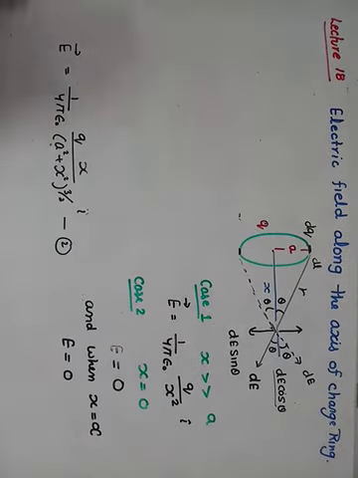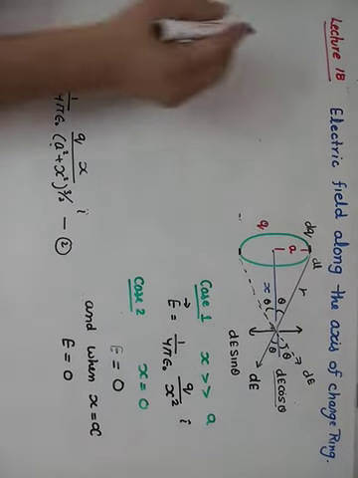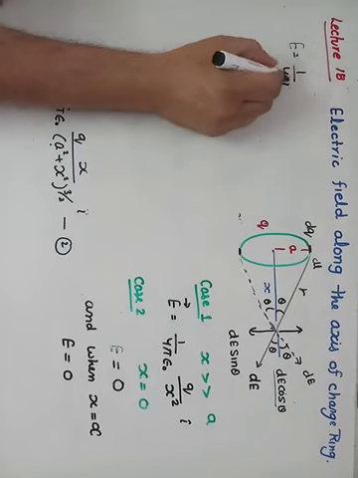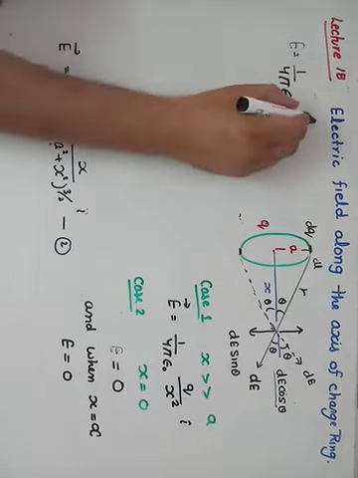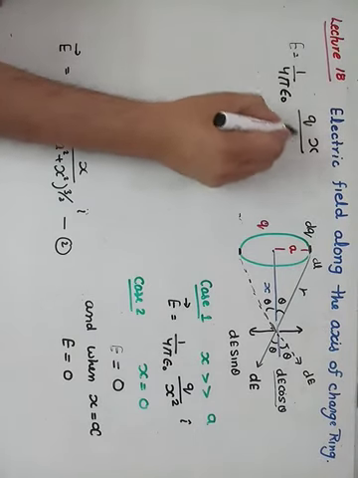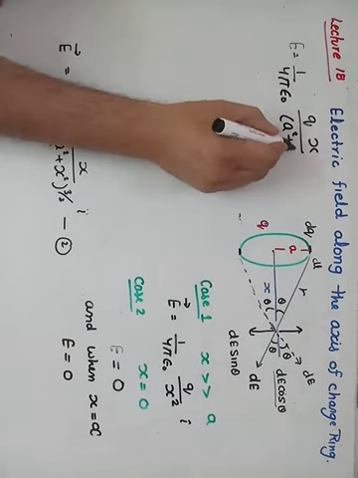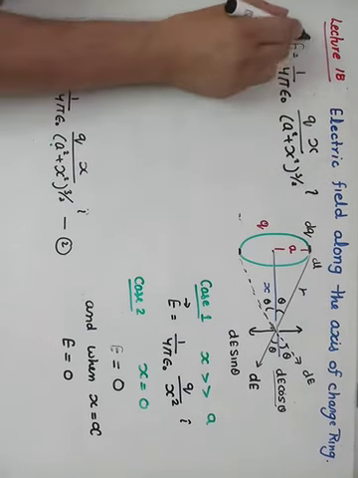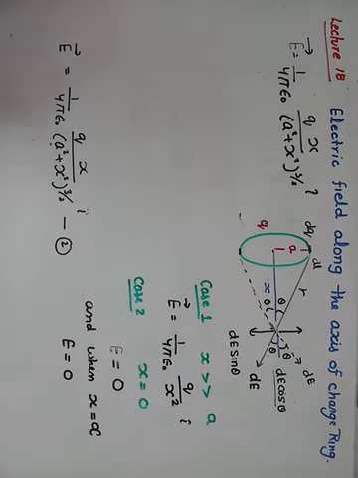We need only this equation. Electric field E is equal to 1 upon 4 pi epsilon naught, qx upon (a square plus x square) to the power 3 by 2, direction is i. This is the formula for the electric field, equation 2, so that I can rub it.